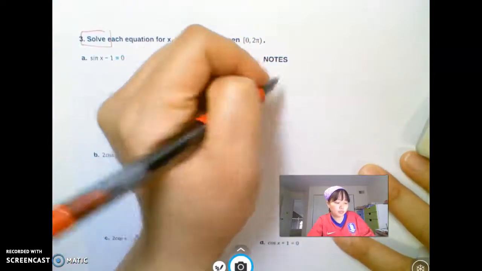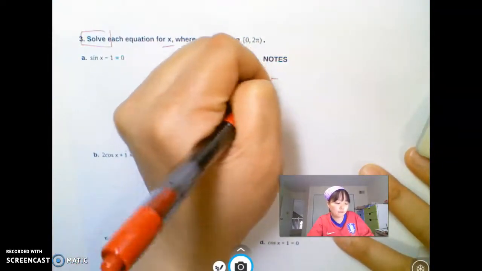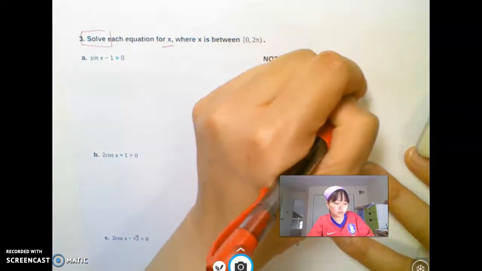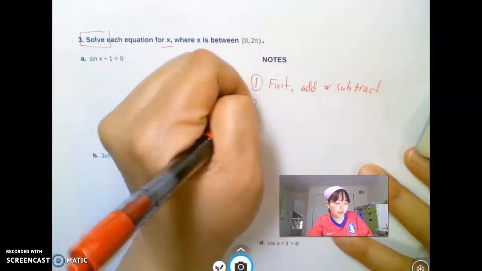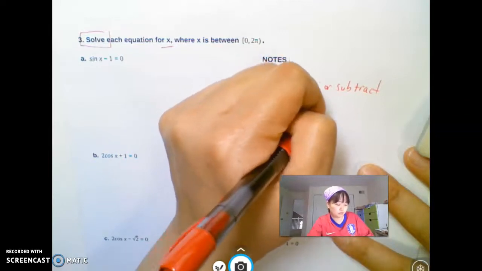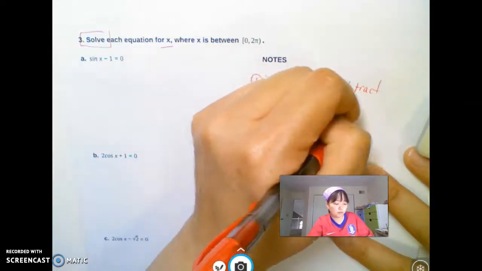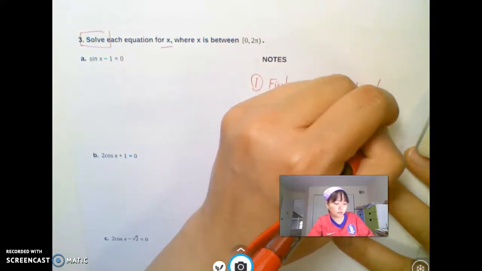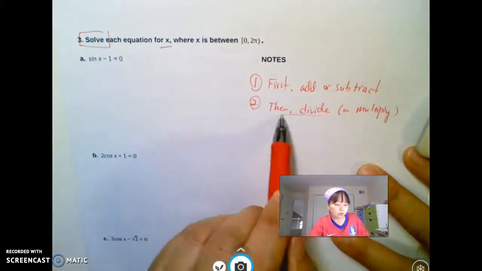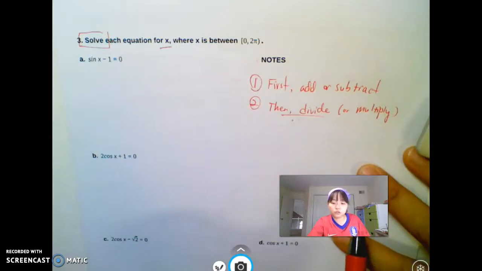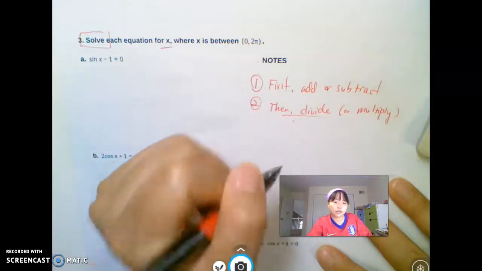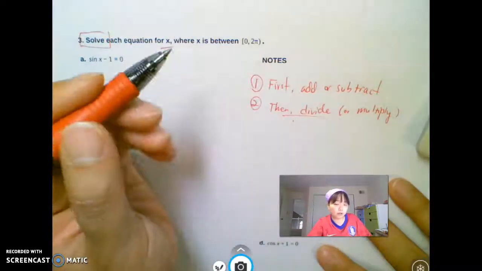Just always see if there's something to add or subtract first. Add or subtract, depending on what you have to do. Then divide or multiply, but that won't happen much, so I'm just going to put it in parentheses. So first you add or subtract, then you divide. Probably you will have to divide. And then just look in the chart, really. Then it goes back to section 2, where you have the angle, look for the angle.